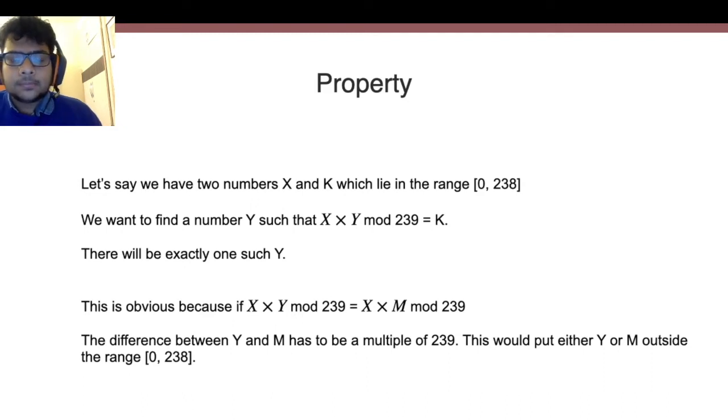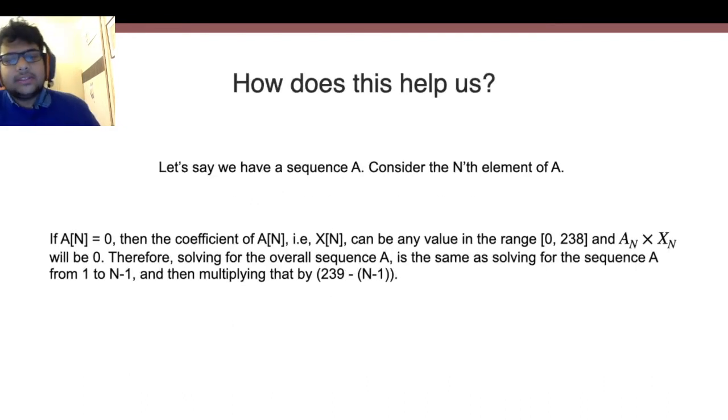Okay. Now, how does this help us? Let's say we have a sequence A that we want to find the answer for. Consider the nth element of A. If A at the nth element is equal to 0, then the coefficient of an is xn, right? So this xn can be any value in the range 0 to 238, and an multiplied by xn will be 0 no matter what, right? So therefore an will not change the sum of the overall sequence regardless of what xn is.